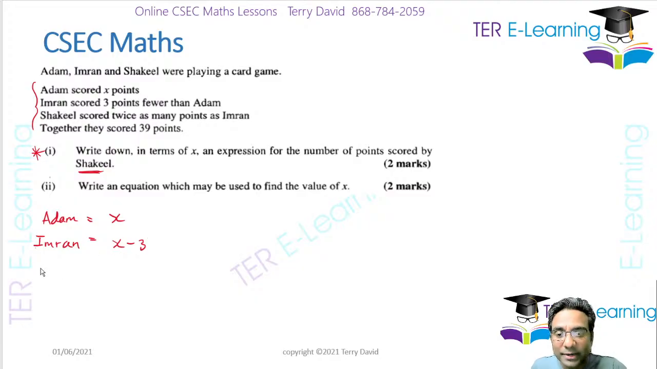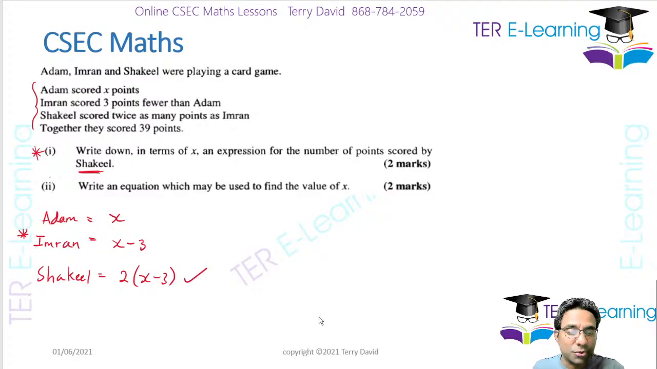Next thing we want to work out is Shakil. So Shakil, right? He scored twice as many points as Imran. You just worked out Imran's score, x minus 3. So if he scored twice as many, that means 2 multiplied by x minus 3. So the answer for part 1, which is Shakil's score, is going to be this.